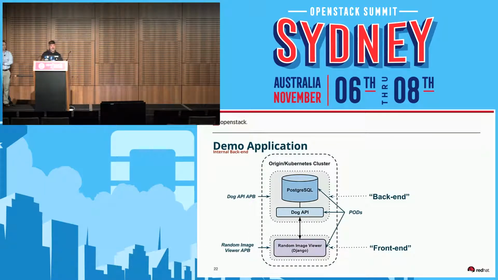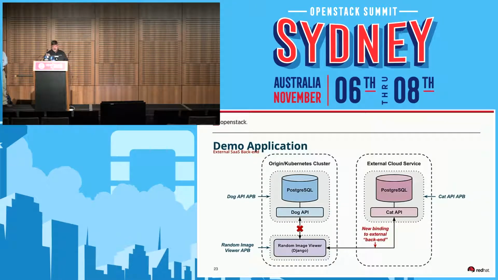And then there's a second APB for the front end, which is essentially just going to bring that Django app up. We're going to do a bind. We're going to tie those two together. So we're going to pull the credentials for the API. We're going to inject those into the front end. And then voila, we'll see that the front end is actually talking to the database.